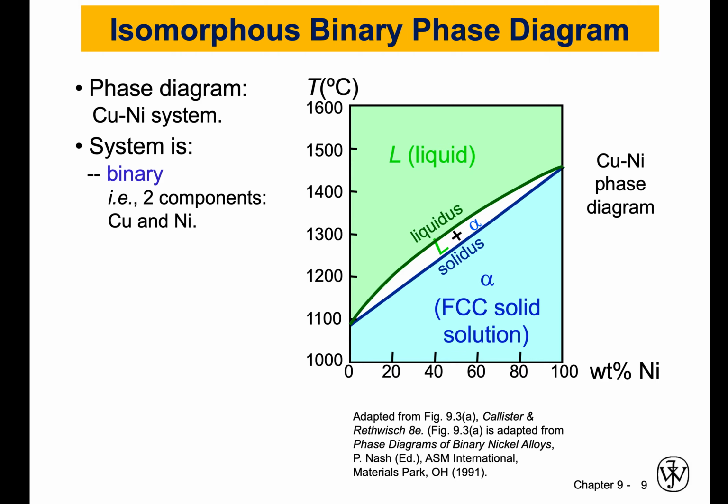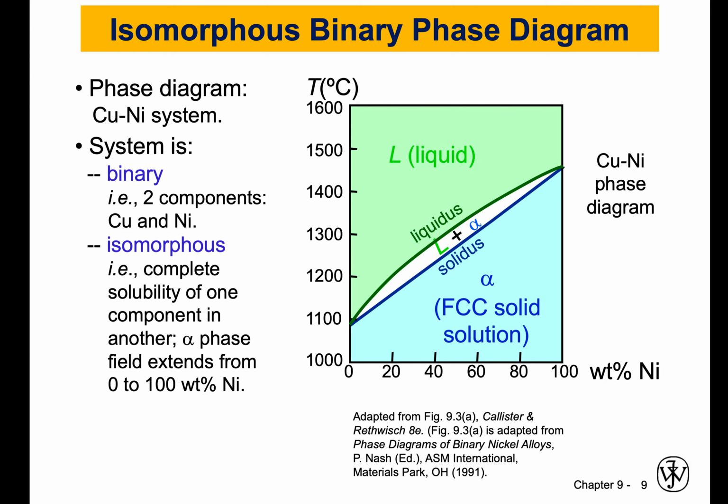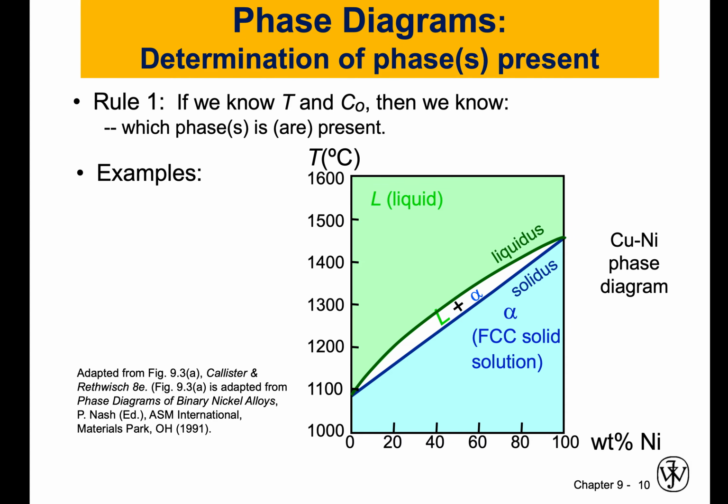Just a reminder, it's called a binary phase diagram because we have two components, copper and nickel, and it's isomorphous because there is complete solubility of one component in the other. The alpha phase, which is the solid phase, field extends from 0 to 100% nickel. So you can start with 0% nickel, 100% copper, and end up with 100% nickel and 0% copper, and the face-centered cubic solid solution spans the entire phase diagram, and that's why we call it isomorphous. In this video, I want to show you how we can determine what phases are present using the phase diagram.